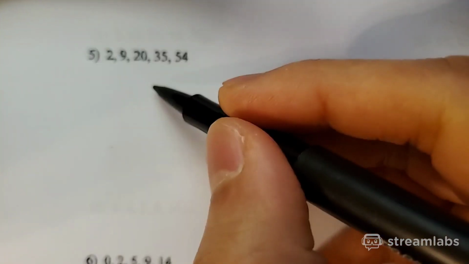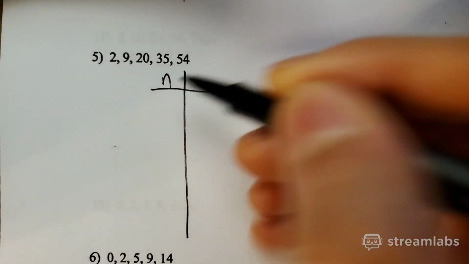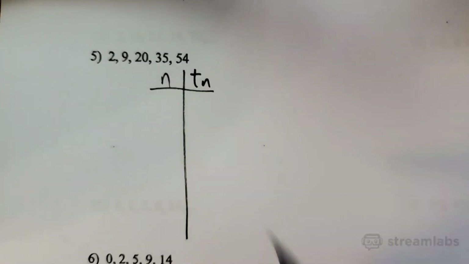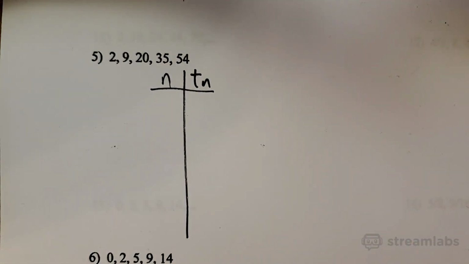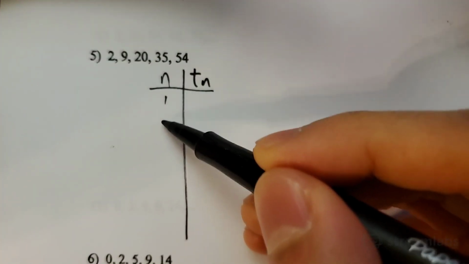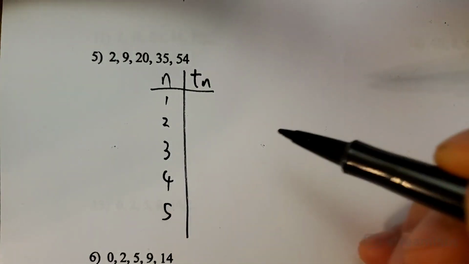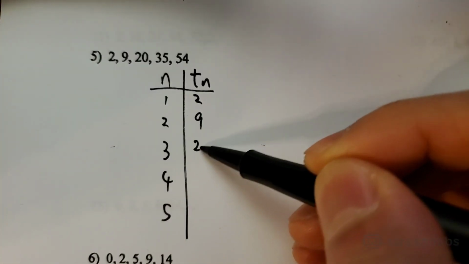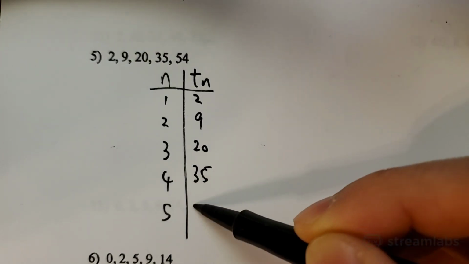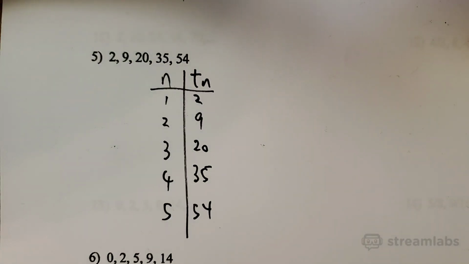So this is another one to look at. It's very similar to the previous one. Let's make a table again. All right. So once again, n is the term number, Tn is your actual term. We'll start 1, 2, 3, 4, 5, right? 5 terms. And then you have 2, 9, 20, 35, 54. Okay? So let's see how these change.